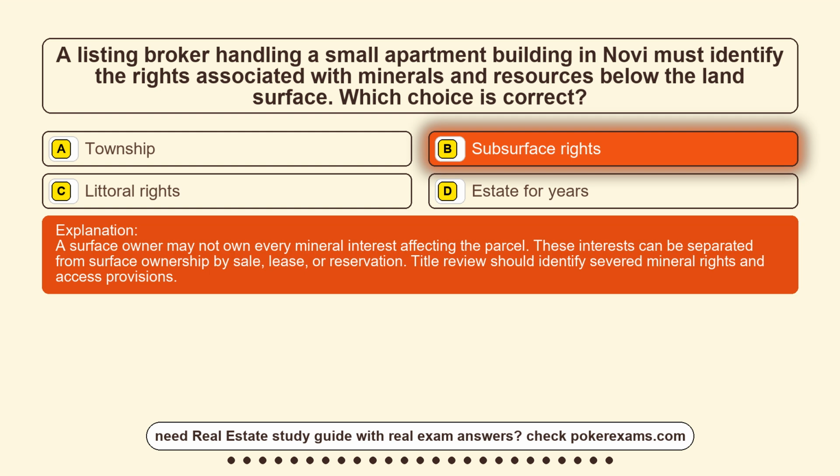A surface owner may not own every mineral interest affecting the parcel. These interests can be separated from surface ownership by sale, lease, or reservation. Title review should identify severed mineral rights and access provisions.